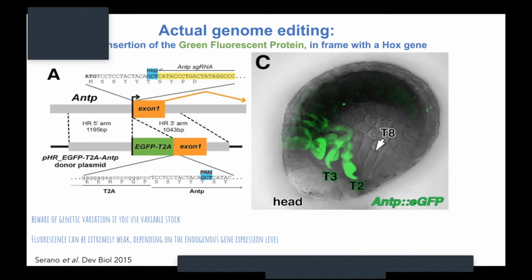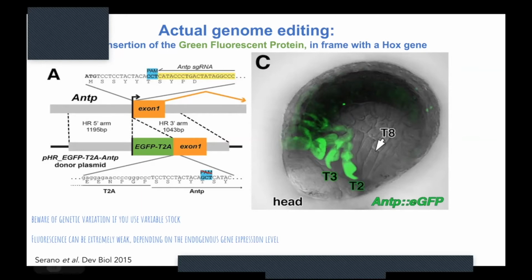And just for people who want to try this type of experiment, I have two cautionary tales to tell you. Make sure you beware of genetic variation, because the homologous repair here needs to come from the stock you inject. If you're using synthetic DNA that you made based on the genome sequence that was made somewhere else, you may not have the same genetic information allowing recombination, right?